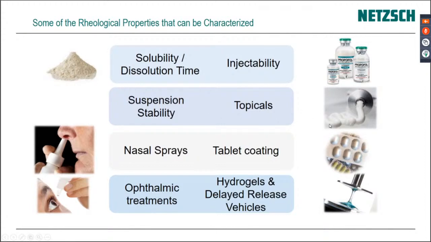Topical creams, which are a cream or a lotion or an ointment with the API in it. The rheology of that cream is very, very important. You don't want it to phase separate. You want to see how low the viscosity is when you rub it, and whether it's going to soak into your dermis and epidermis. Nasal sprays, we'll touch on these, tablet coating, and ophthalmic treatments, hydrogels and things like that, and also hydrogels in delayed release vehicles.